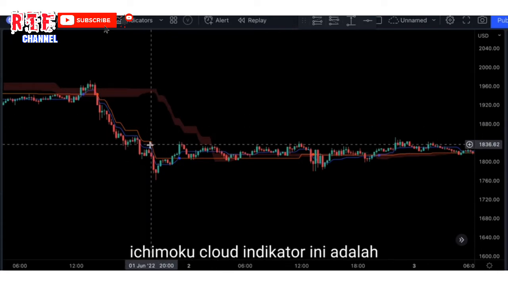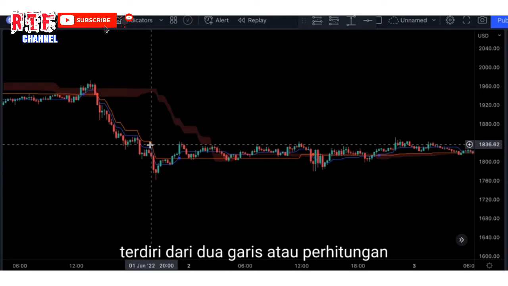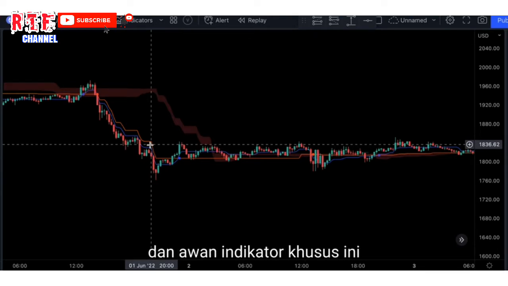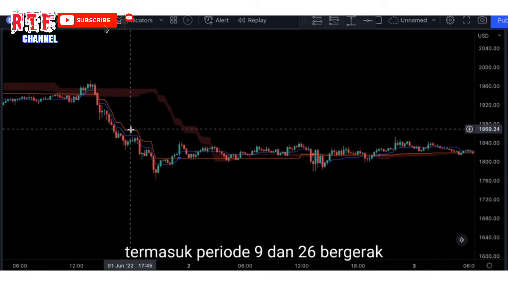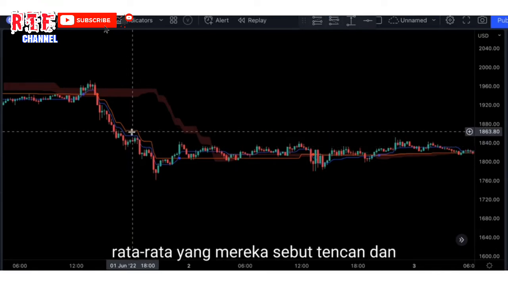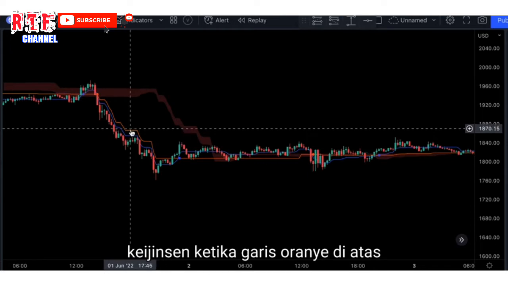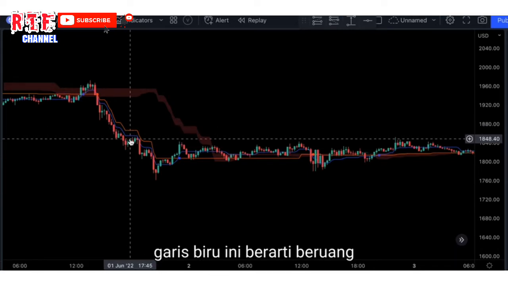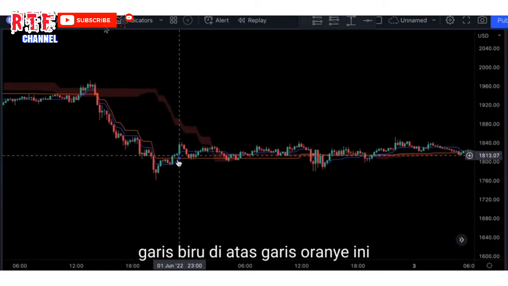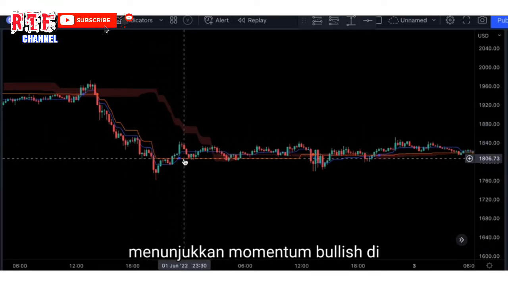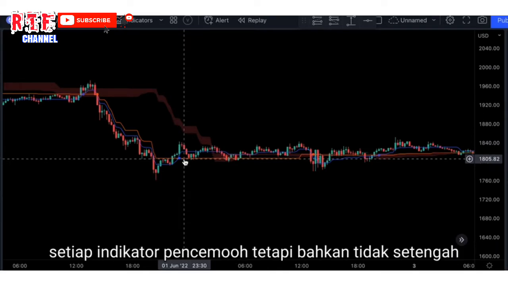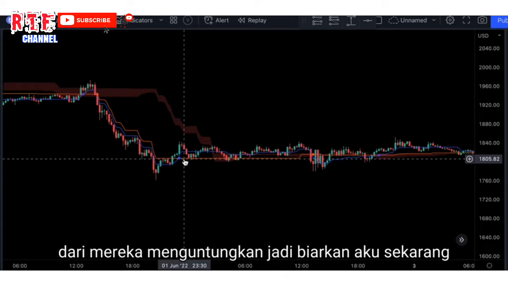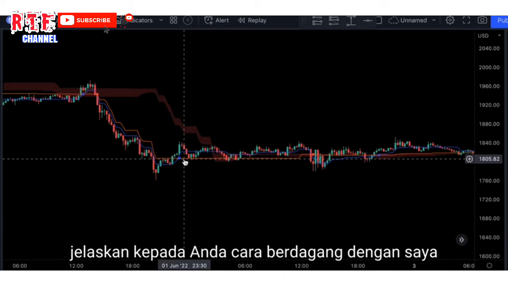Unlike the regular Ichimoku Cloud, this indicator is composed of two lines or calculations and the cloud. This particular indicator includes a 9 and a 26 period moving averages. They are called Tenkan and Kijun Sen. When the orange line is above the blue line, this means that the bears are controlling the market. And if the blue line is above the orange line, this indicates a bullish momentum in the price. There are multiple ways of using the Ichimoku indicator, but not even half of them are profitable. So let me now explain to you how to trade with my strategy.